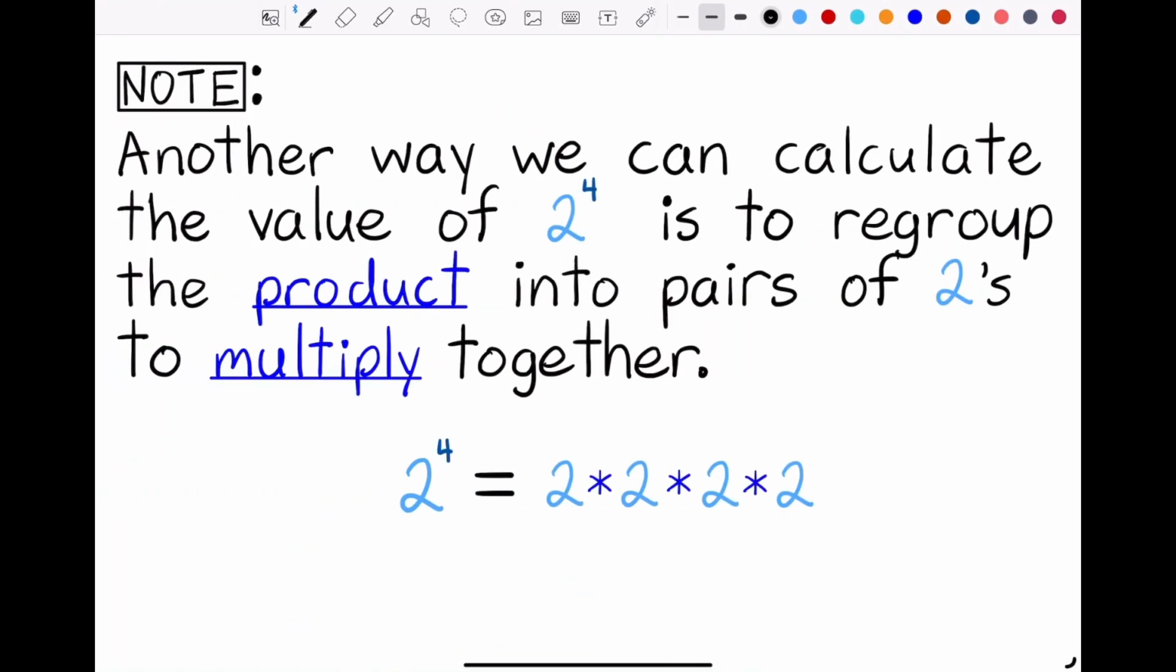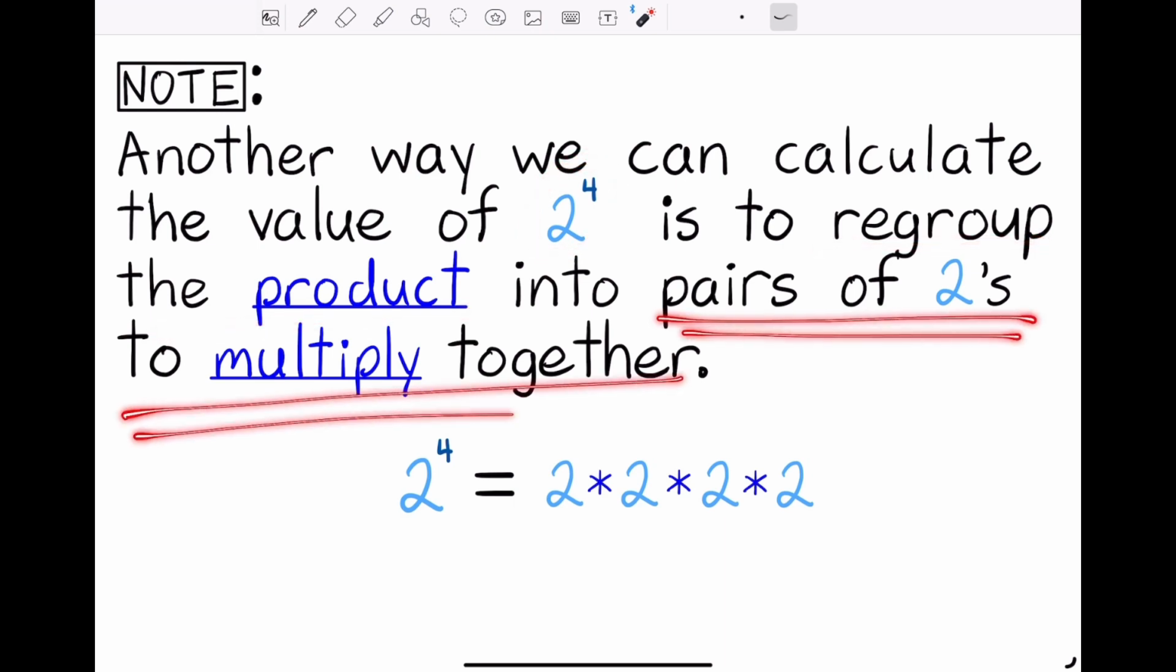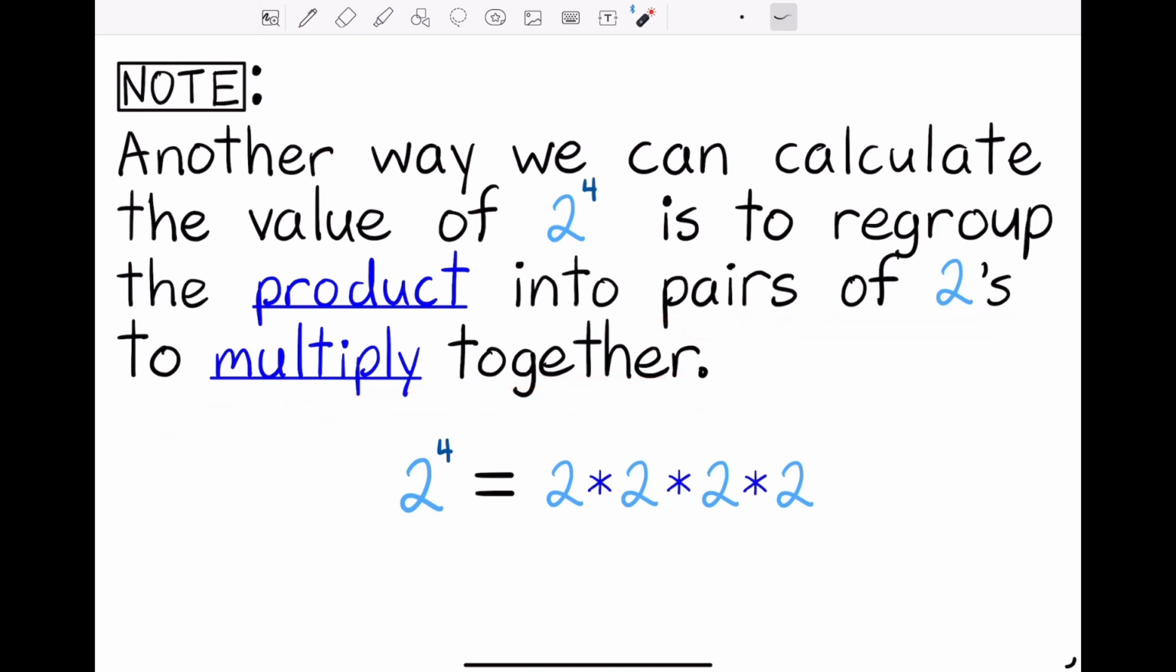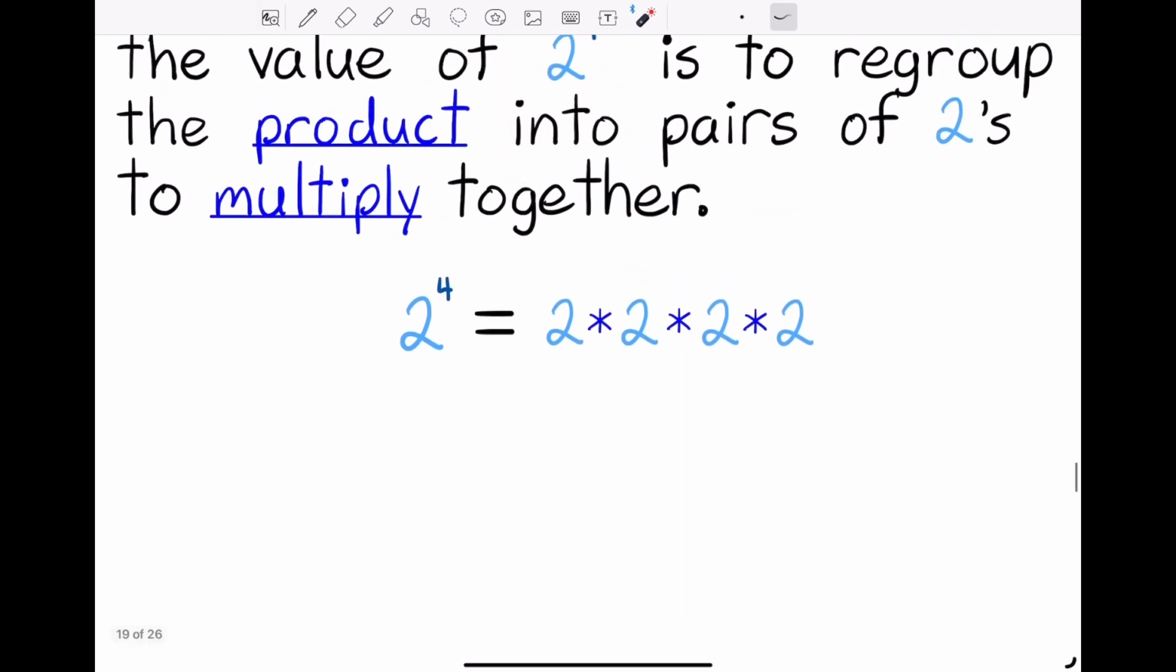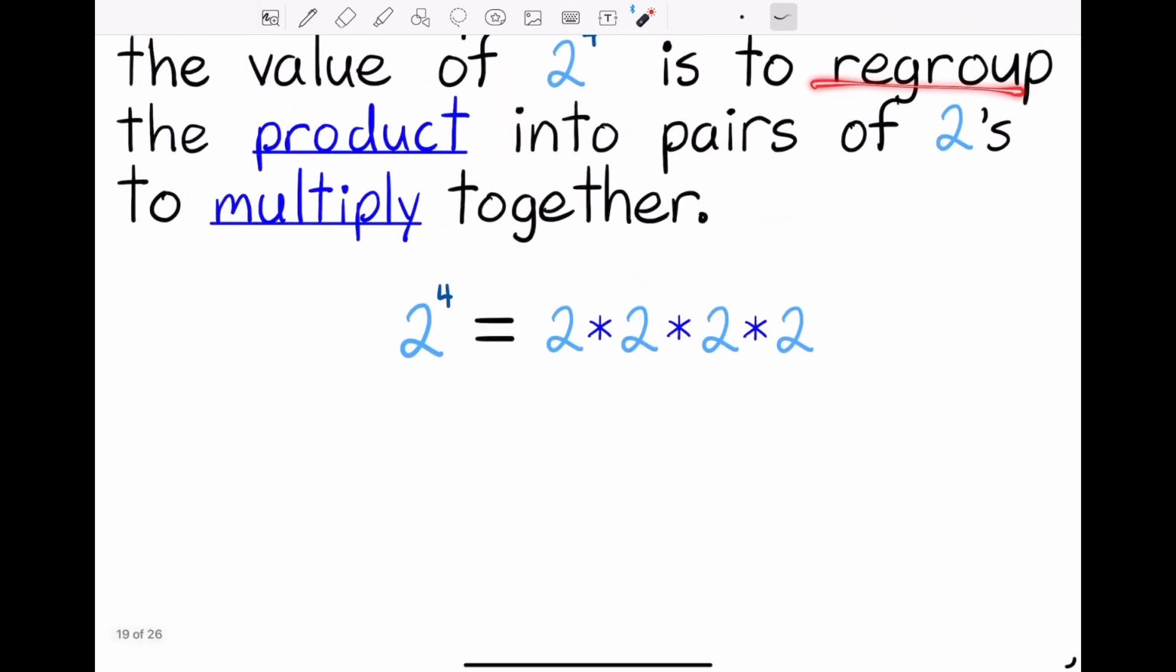Another way we can calculate the value of 2 to the 4th is to regroup the product into pairs of 2's to multiply together. So we have already expanded 2 to the 4th as multiplying 4 2's together. So now let's talk about the regrouping piece.